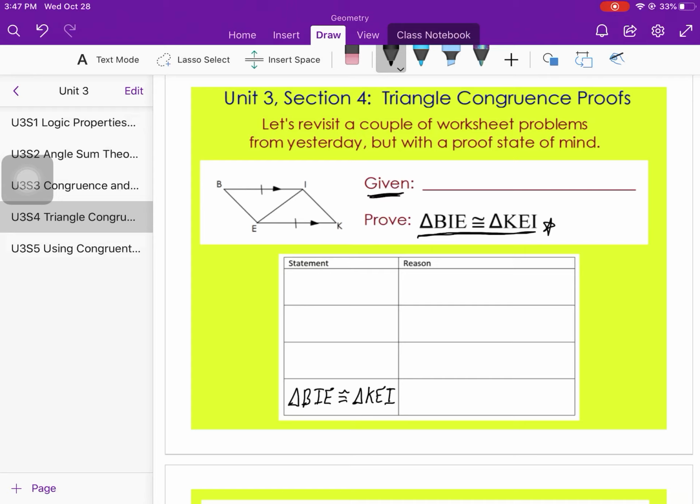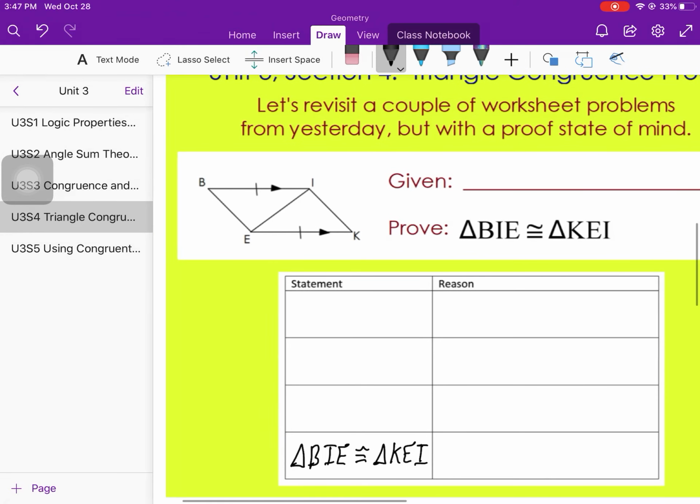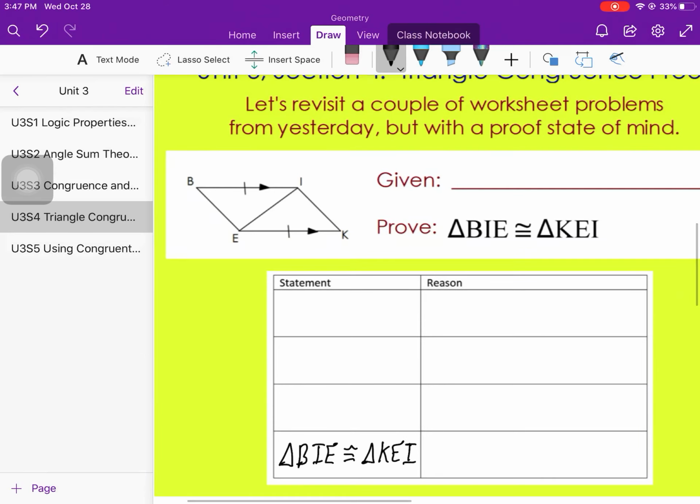Now, the given, when you're taking a test or a quiz or something, that'll always be given for you. Usually we don't have to identify that, but I want you to practice looking at the diagram and deciding what information you already know. And if you look at it, notice we have the 2 tick marks on the top and the bottom. So that first tick mark is for BI. We know that line segment BI is congruent to line segment EK. And that's because of the given.